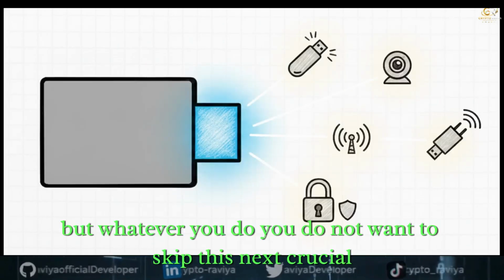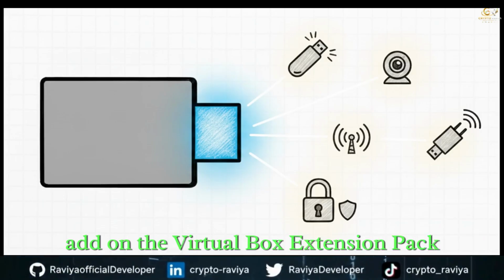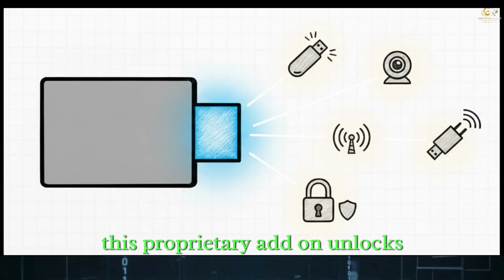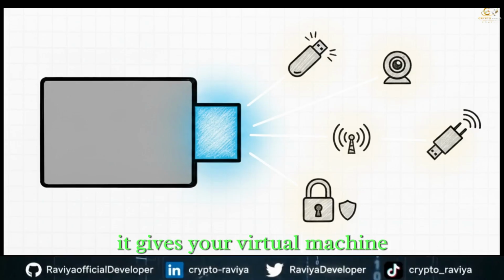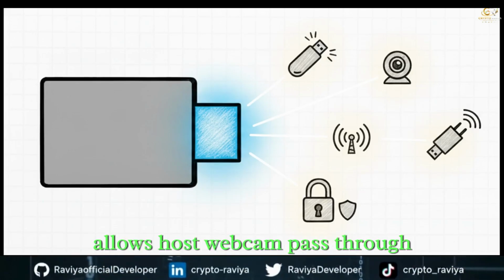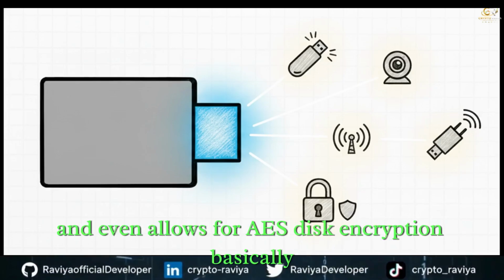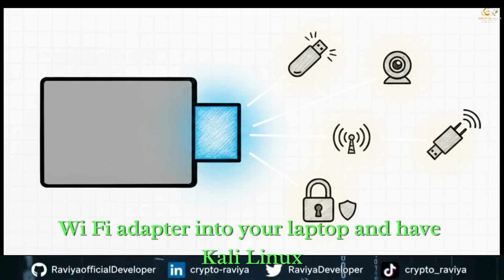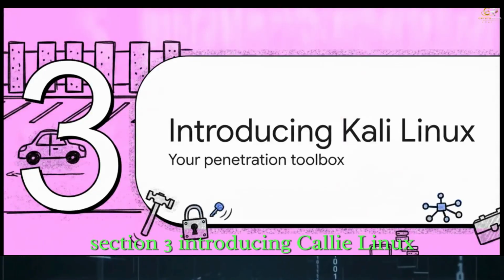But whatever you do, do not skip this next crucial add-on, the VirtualBox Extension Pack. While the base VirtualBox software is open source, this proprietary add-on unlocks some absolute must-have hardware functionality. It gives your virtual machine support for USB 2.0 and 3.0 devices, allows host webcam pass-through, enables VirtualBox Remote Desktop Protocol, and even allows for AES disk encryption. Basically, if you want to plug a physical Wi-Fi adapter into your laptop and have Kali Linux actually recognize it, you need this pack.